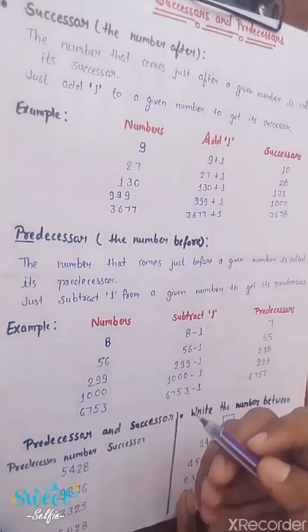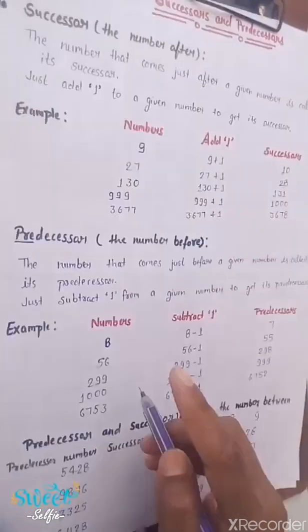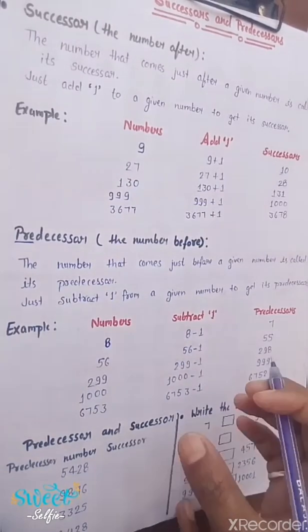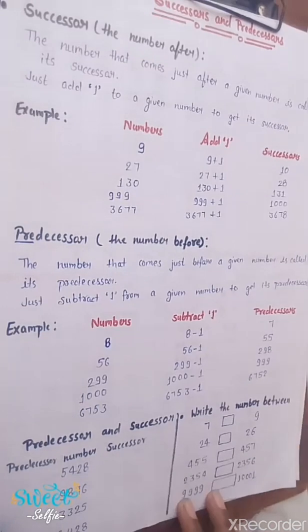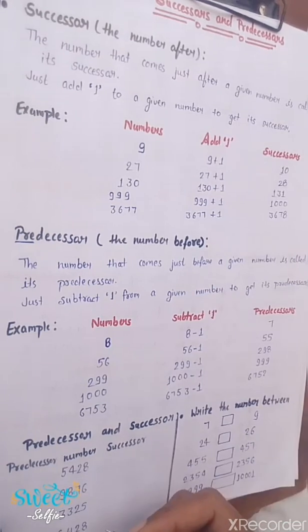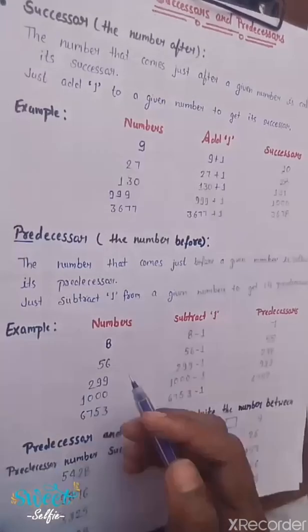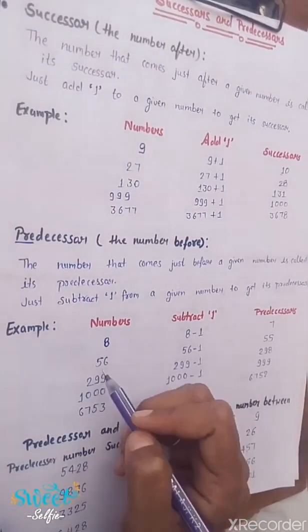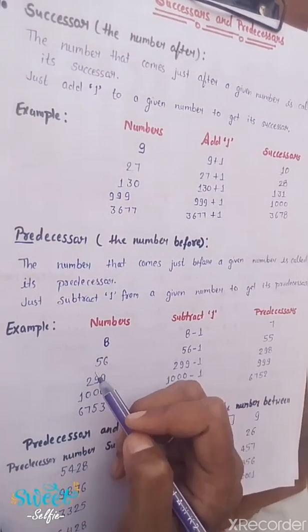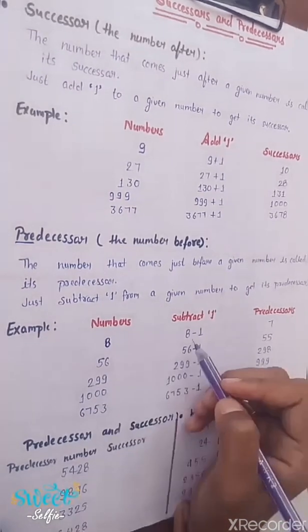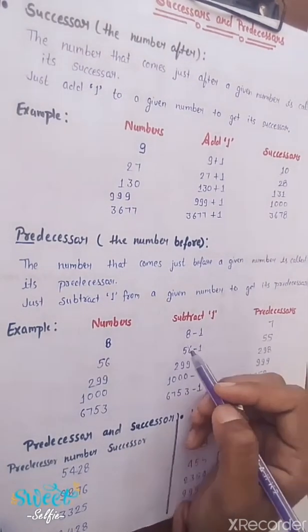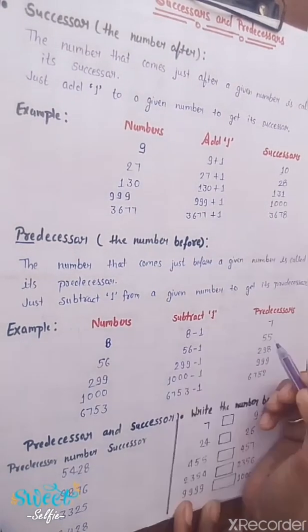It means in the previous topic, successor, we have to add 1 to get the successor, but this is a predecessor, so we have to subtract 1 to get the predecessor. Okay, so let us look at the example. First example is 8. We have to find out the predecessor of 8. So what we have to do? We have to just subtract 1. So subtract 1 from 8. 8 minus 1 is equal to 7.